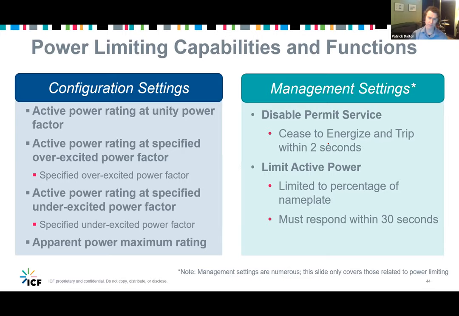Management settings, on the other hand, are intended to be changed more frequently. And so these might be controlled or manipulated by some sort of back-end utility system like an advanced distribution management system or a DER management system, where you want to actively change the active power limit. An example of using this might be, if we think back to that volt-watt example where the power was automatically being curtailed, it was sort of suboptimal because voltage was still high as an end result. Well, a back-end system might be able to perform analysis on the fly, power flow analysis of what the voltage conditions might be, and send an active power limit in near real time. And the DER must respond within 30 seconds.